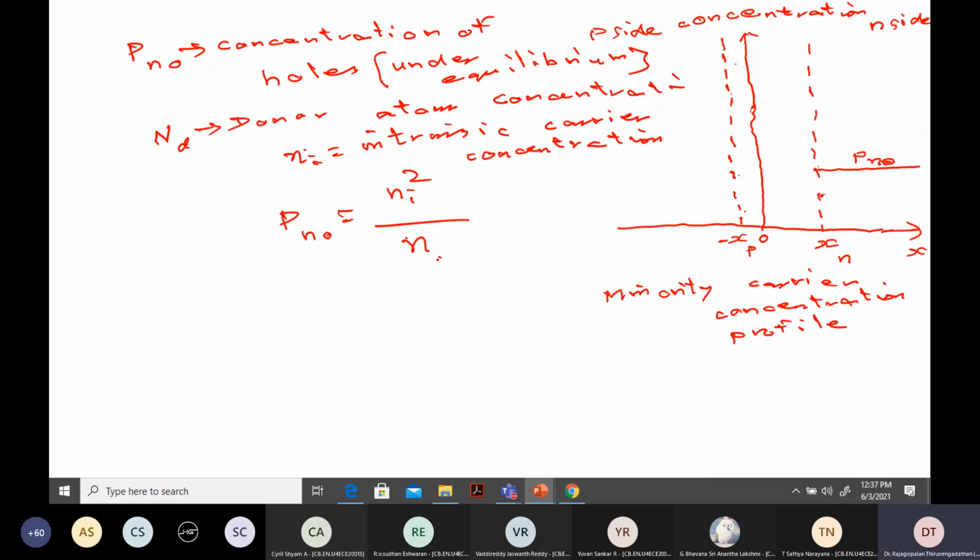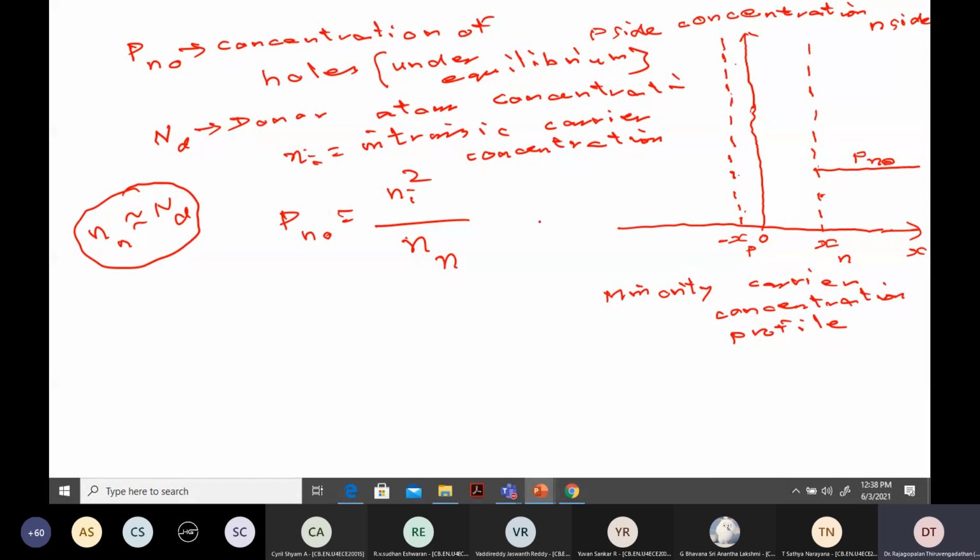What is this n_n? n_n is the majority carrier concentration in the N region. The subscript n stands for the N region, and n stands for the electron concentration, which is the majority carrier. We know that n_n is nearly equal to Nd for all practical purposes, because every donor atom contributes one electron, so we have the fifth group element coming into play. So we get p_n0 equal to ni square by n_n.